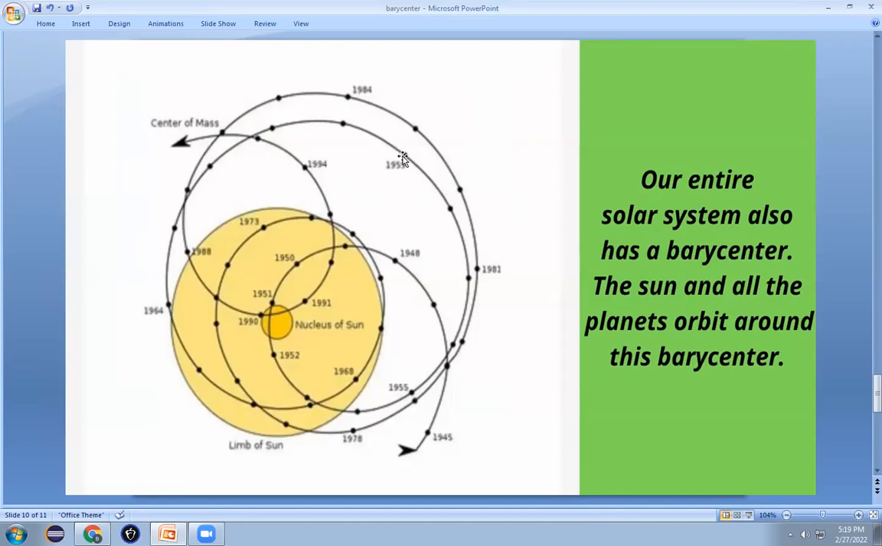In 1959, it is here. So every time it constantly changes its position. Our solar system barycenter constantly changes its position. So its position depends on where the planets are in their orbits. Okay, the position of the barycenter depends on where the planets are in their orbits.